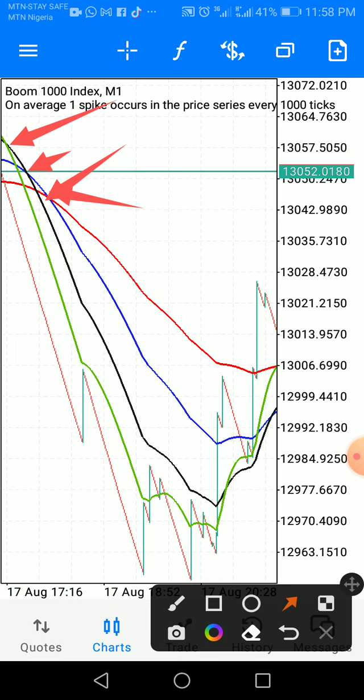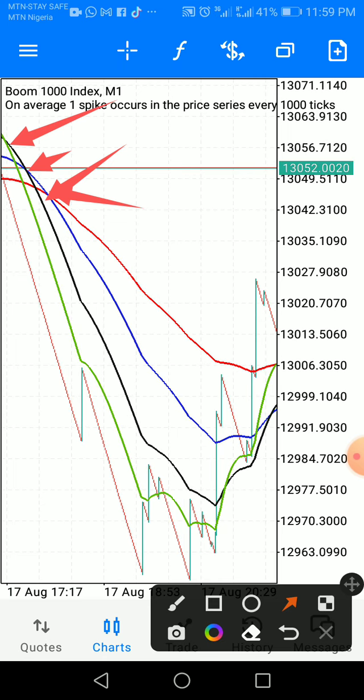So when the blue crosses below the red, that is the first thing you are looking at in this strategy. When it crosses like that, you are not entering the market immediately, because you're only going to scalp. You're only scalping in this market. So once it occurs like this, let's say this is Boom 1000, once the cross occurs like that, then you wait for the market.